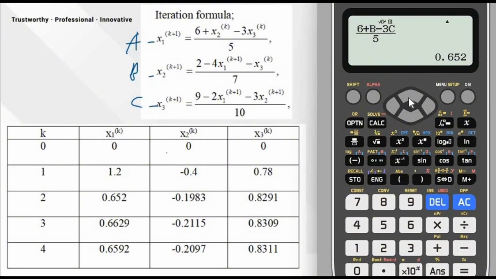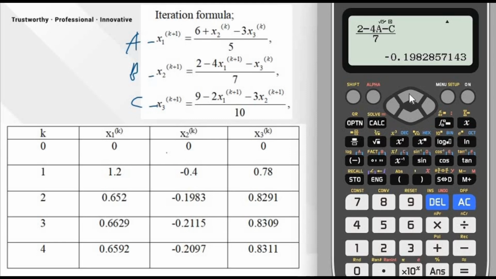Now you recall the other equation. This is the equation for B. Press the CALC button. Now we use the values of A and C. The previous A is 0, so we use the new A, 0.652, press equal, and then C will be this one, 0.78. Now you will get negative 0.1983. Same, right? It's the same.